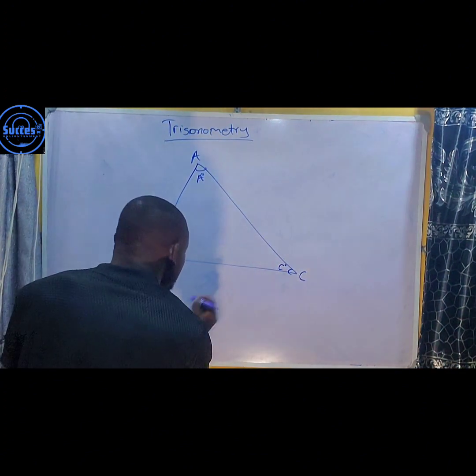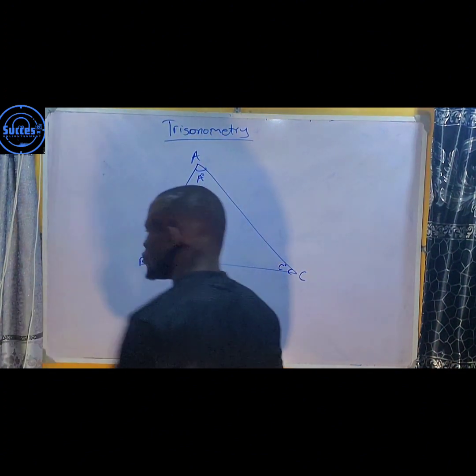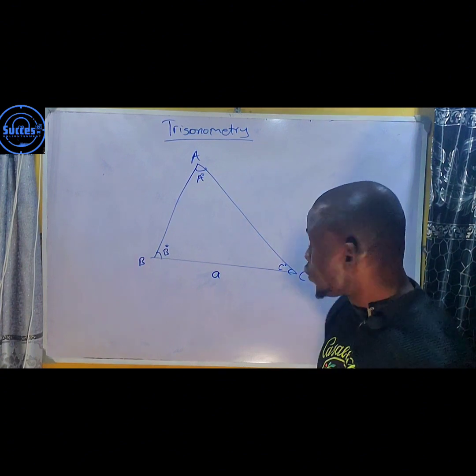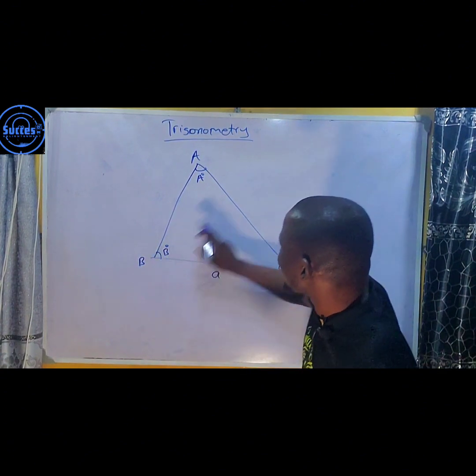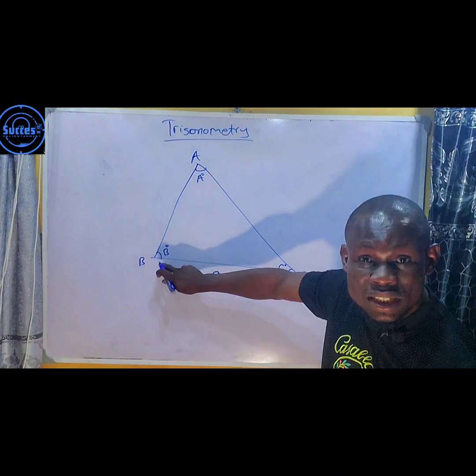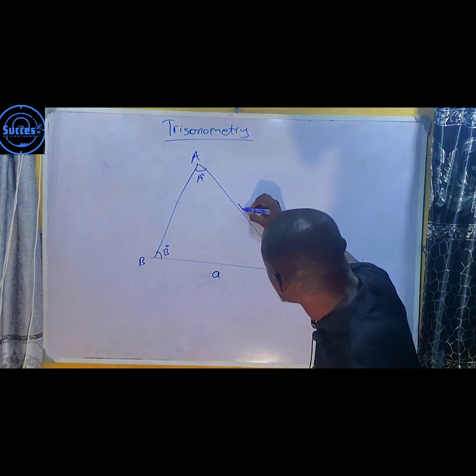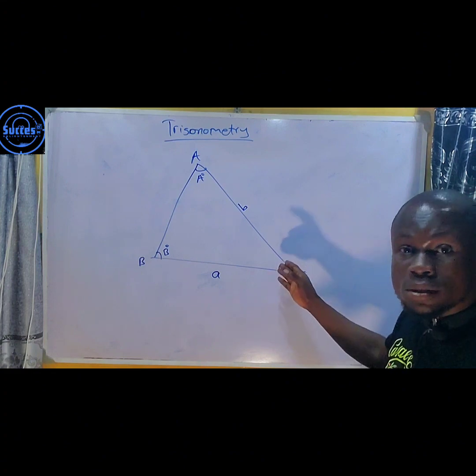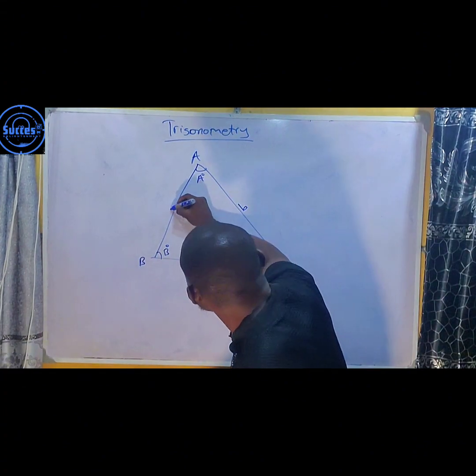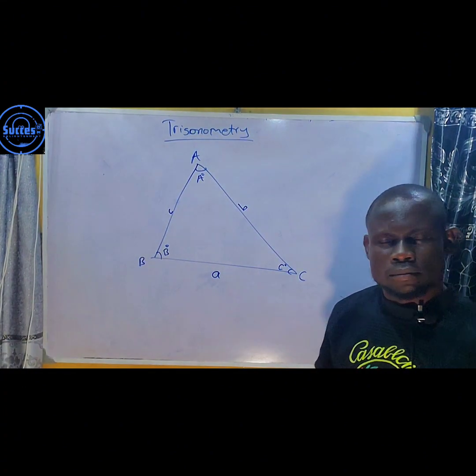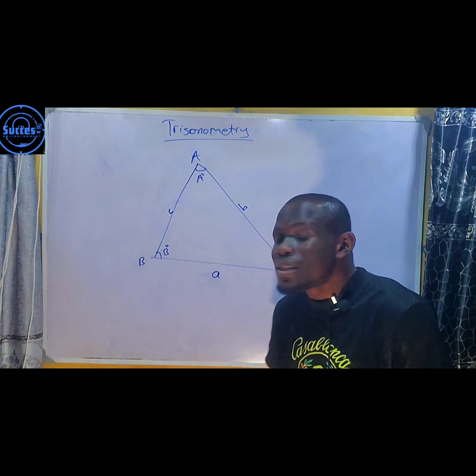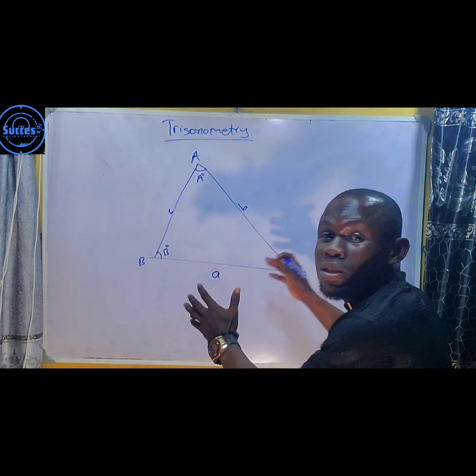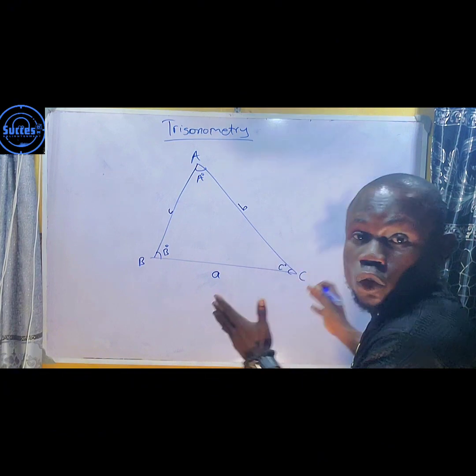This will be small letter a. Are you with me? Now, the side opposite capital letter B, that is B degrees, will be small letter b. Are you with me? And the side opposite the C degrees will be small letter c. Do you get it? This is how a triangle is labeled. This is how you structure a triangle.